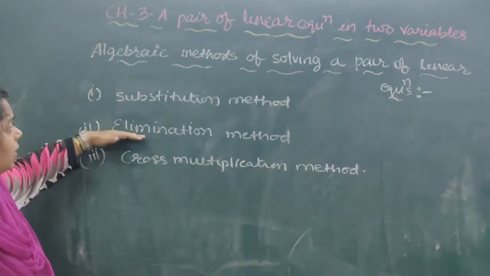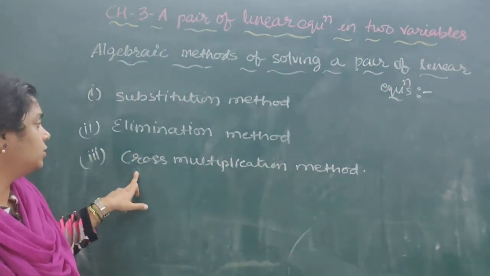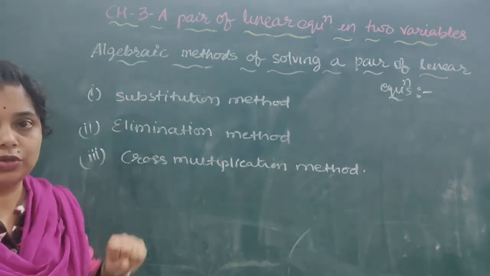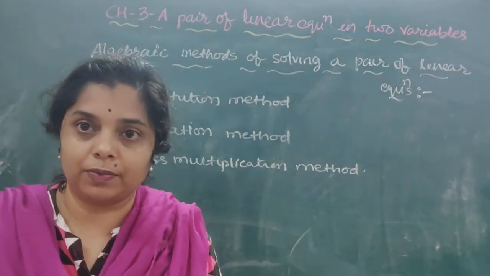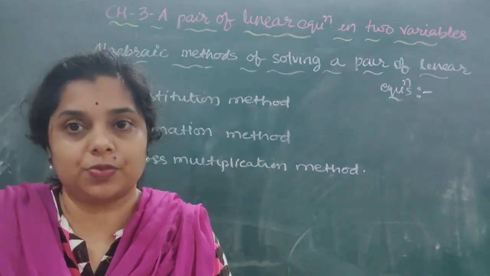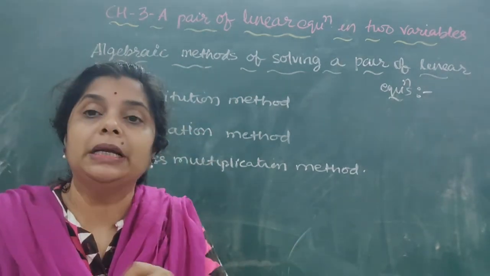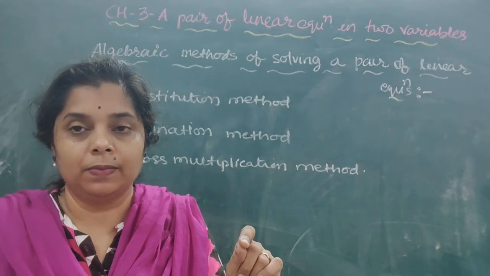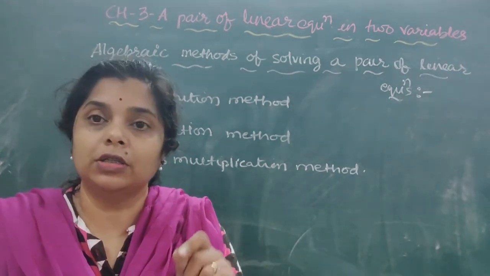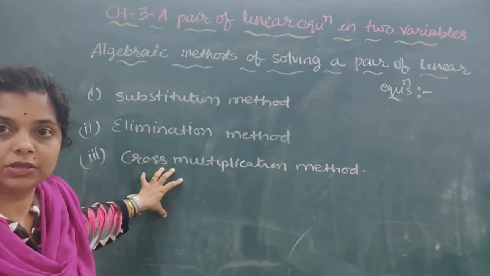So there are a total of 3 methods involved in these algebraic methods. The first is the substitution method, the second is the elimination method, and the third one is the cross multiplication method. What do you mean by substitution? Substitution means replacement. You can replace one by another. Okay, that is substitution. Then elimination. You have to completely remove any one variable and get the value of it, and you will get the value of the other by the elimination method. And the third one is the cross multiplication method.